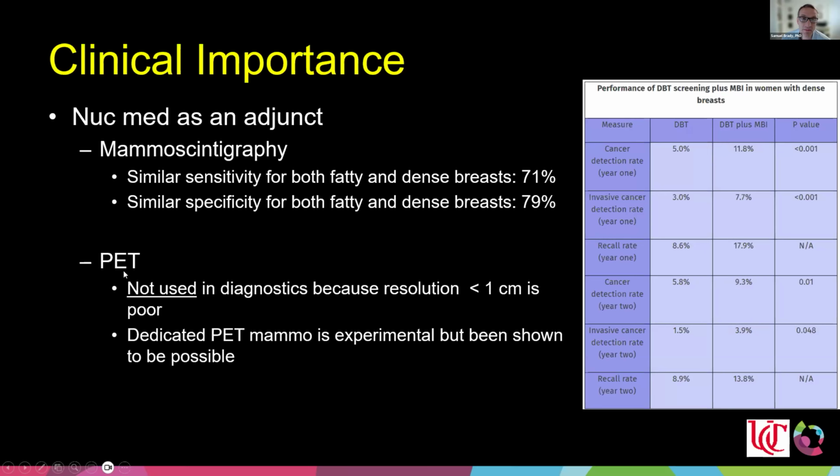And then finally, PET imaging. We do not use PET imaging for breast imaging because the resolution is poor.